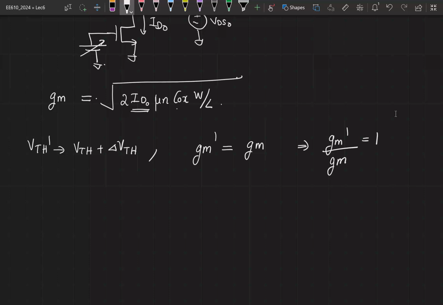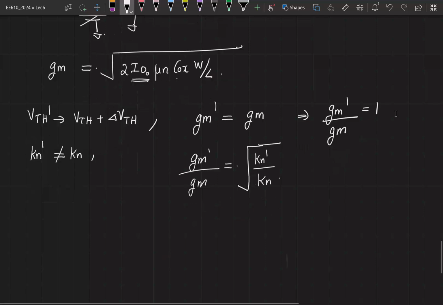The other method to check is if your current factor varies, right? Your Kn' is not the same as the original Kn that you started out with. Then what happens? This will be equal to square root of Kn' by Kn.